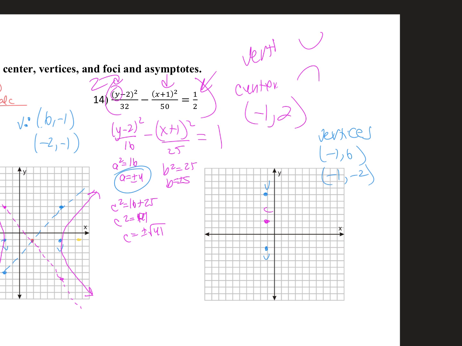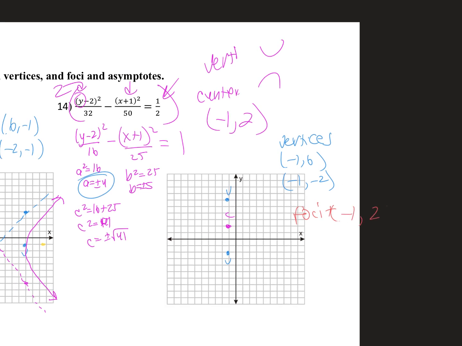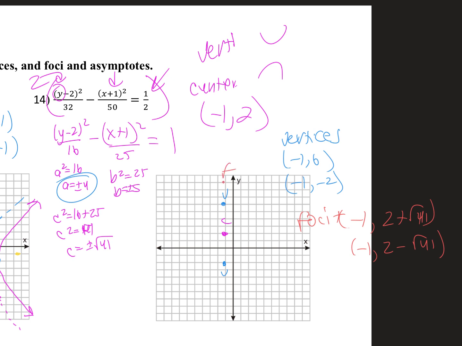All right, good. To find your foci, guys, you're going to add and subtract to your y value. So it's just going to be negative 1 comma 2 plus square root of 41 and negative 1 comma 2 minus the square root of 41. Again, I am not concerned that you know exactly where that is. Just know that it's going to be above and below because your branches are going to open towards the foci, through the vertex. So they're going to open up and down.